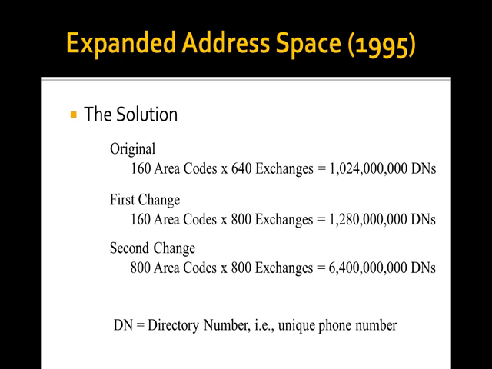So, with this change, here's what happened. The original plan, we had 1,024 million DNs. DN is directory number. In other words, a unique telephone number across that 10-digit space. 1,024 million DNs. After we made the change to the exchange code, we had 1,280 million DNs. You said DN is directory number? Directory number. It's a unique combination of those 10 digits.